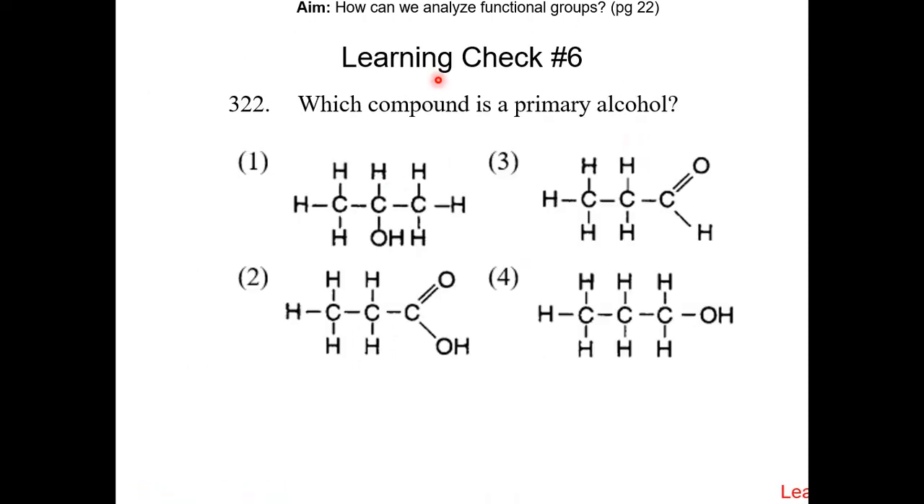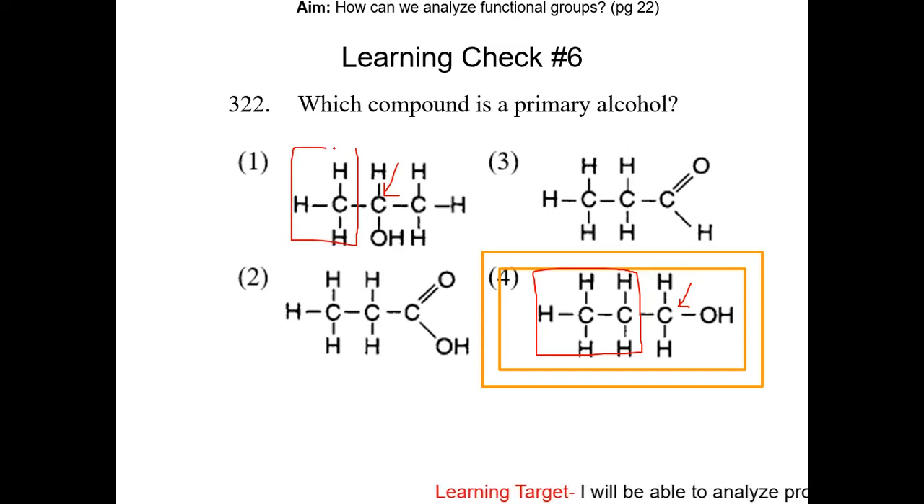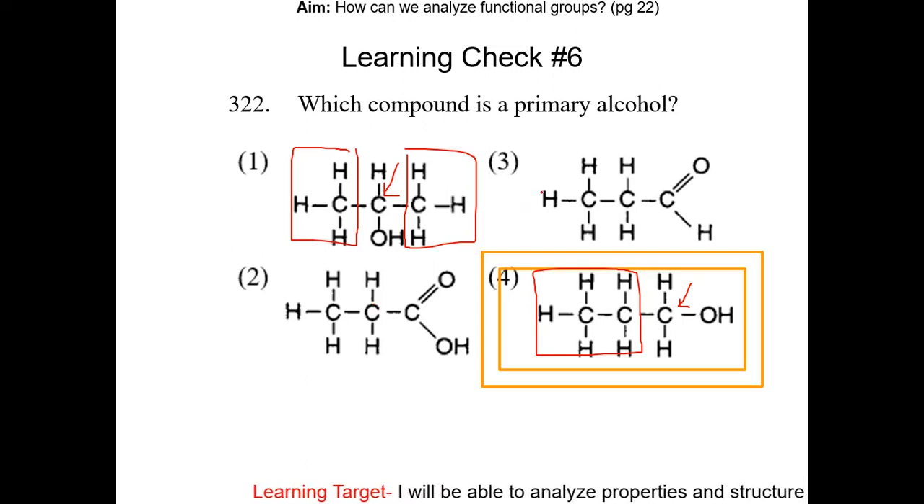Learning check number 6. Which compound is a primary alcohol? Pause the video. Resume as completed. The answer is choice 4. The carbon with the OH group only has one R group. That is why it's considered primary. For choice 1, the carbon with the OH group has two R groups. This is secondary. Choice 2 is organic acid, and choice 3 is an aldehyde.